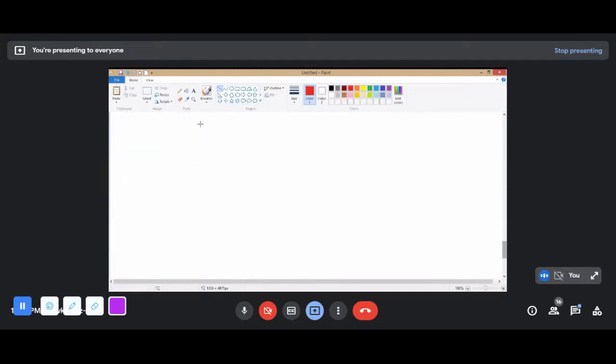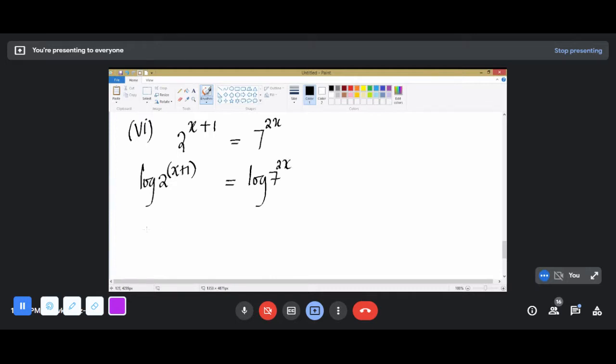Okay, next, Roman 6. Solve. What if it was 2 power x plus 1 is equal to, say, 7 to power 2x. The procedure doesn't change. We will expect learners to apply logs to base 10. Log of 2 power x plus 1, there is an expression this time, you have to be careful, is equal to the log of 7 power 2x. Drop the power: x plus 1 is multiplying log of 2. This is equal to 2x multiplying log of 7.